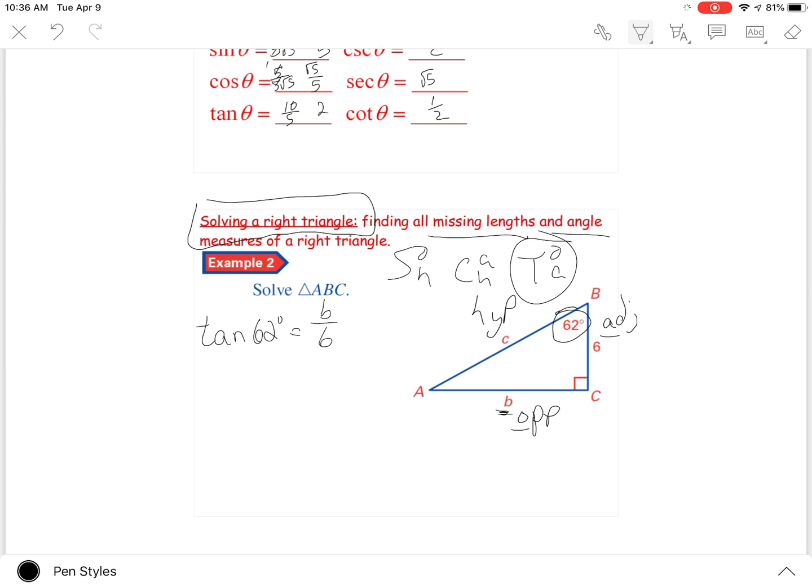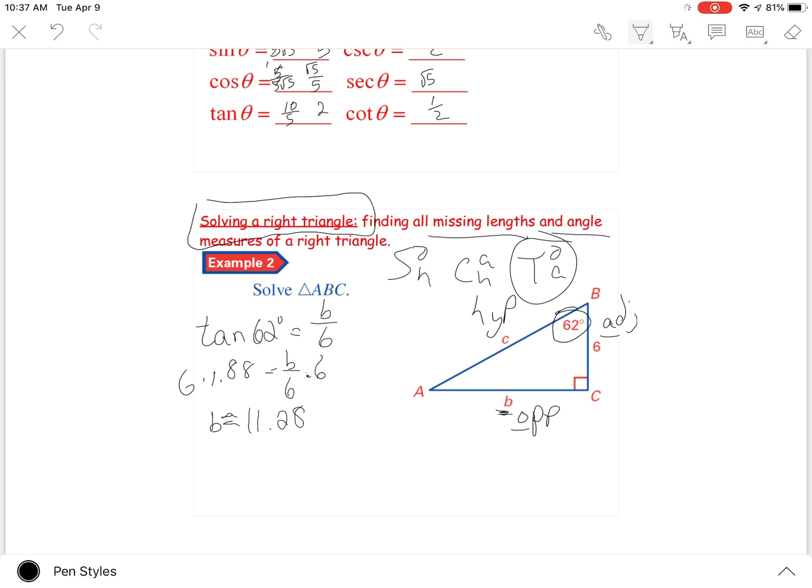Now the tangent of 62 is a decimal that you can get using your calculator, and don't worry, you'll be using a calculator for these types of problems. That works out to be 1.88. If you didn't get that with your calculator, we need to make sure we check out some settings. I'm going to multiply both sides by 6, and that tells me that B is about 11.28.